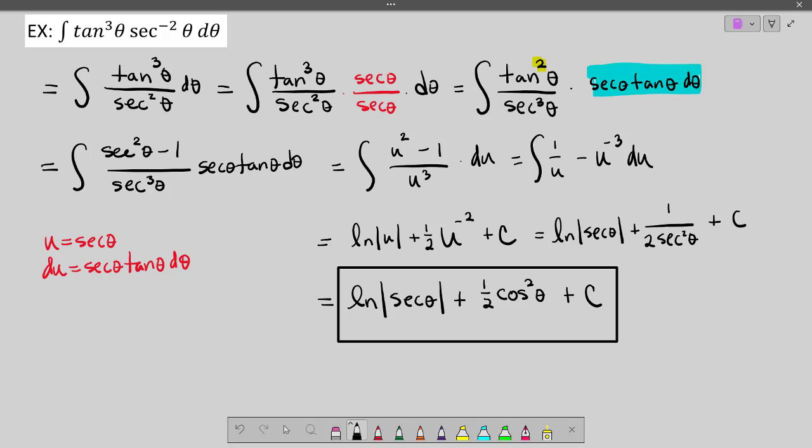Yep. Is it necessary to bring the secant to the denominator, or can it just be tangent squared times secant to the -3? Let's see, where are we at? Over here? Yeah, just anywhere from the beginning. Yeah, you can do that. You could just leave the negative. Absolutely. Usually with trig functions, it sort of feels weird. We have to be careful.